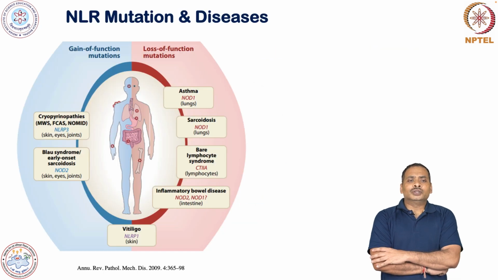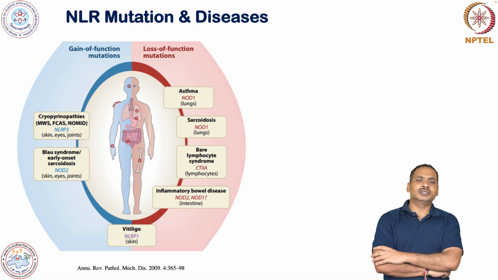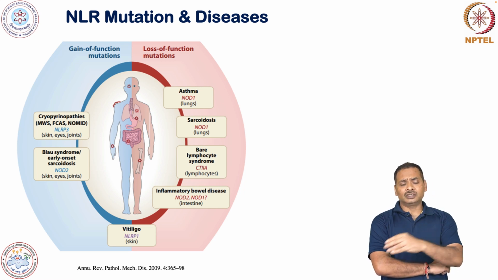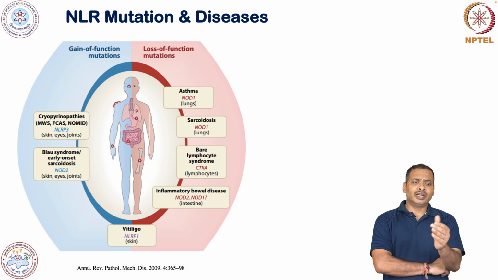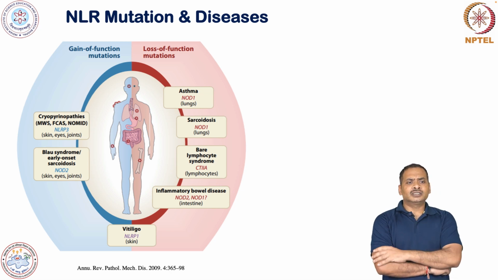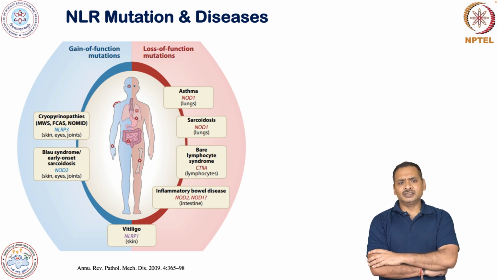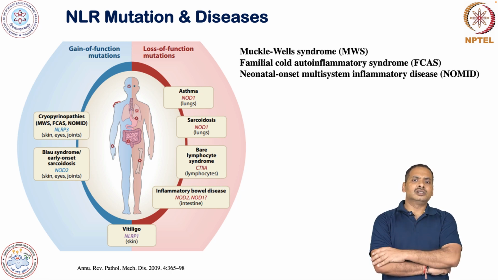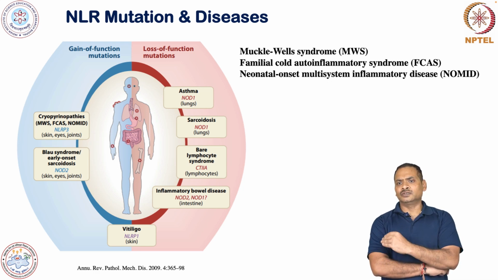Okay. So here is a very simple schematic. Here you can see there is a gain of function, and if you look at this gain of function, there is a list of diseases associated with one or other mutations in the NLRP3 protein and NOD2. Here you can see the cryopyrinopathies. Cryopyrinopathies are basically a list of diseases which consist of Muckle-Wells syndrome, familial cold autoinflammatory syndrome, and neonatal onset multi-system inflammatory disease.